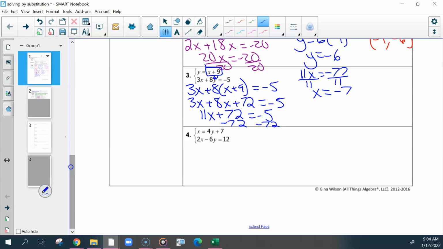And then we could go back and find y. I'm going to use this equation since it's solved for y already, but if you wanted to use the second one, you could do that. Either. It doesn't matter. I think it does matter. So here we get y equals 2. So our ordered pair would be negative 7, 2. Javier, make sure you're writing this down.